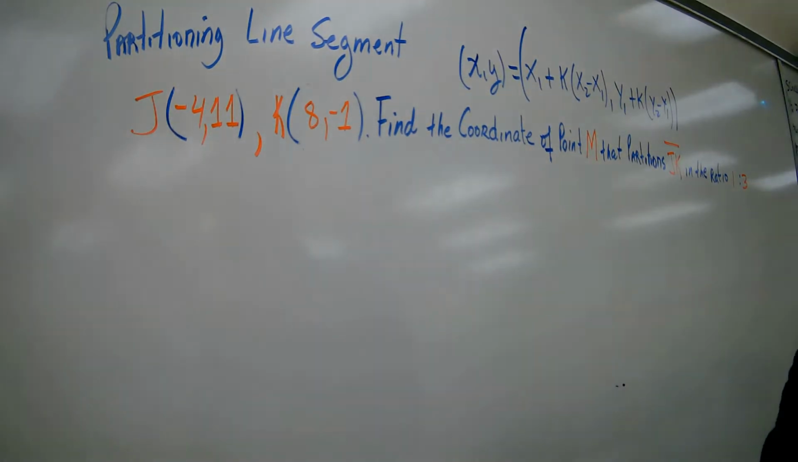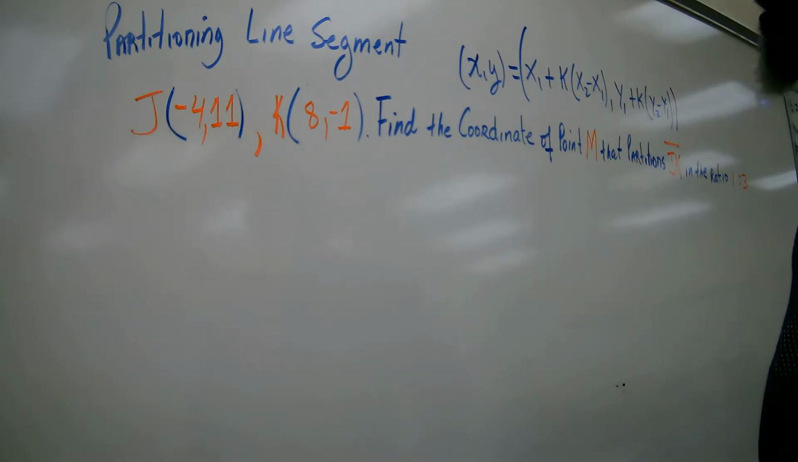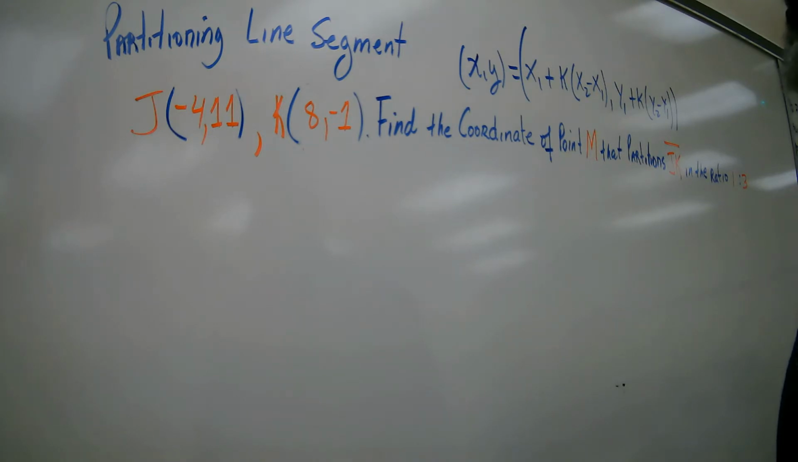We resume our lesson in partitioning a line segment. In this case, they're telling you to take JK as the line segment, where J is located at (-4, 11) and K is at (8, -11). They ask you to find the coordinates of M, which is located on JK and partitions the JK segment into a ratio of 1 to 3.